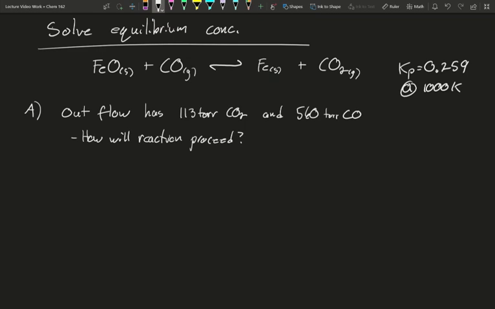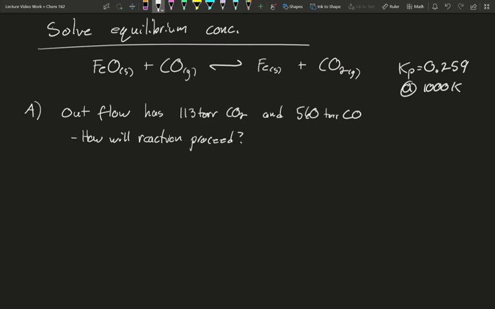In this video, to start with, we're going to see how a reaction is going to proceed. Is it going to go towards products or towards reactants? Here we have one of the steps in iron purification, where iron oxide solid has carbon monoxide blown over it. This can react to strip the oxygen off of the iron, making iron solid and carbon dioxide gas. This has a Kp of 0.259 at 1000 Kelvin.